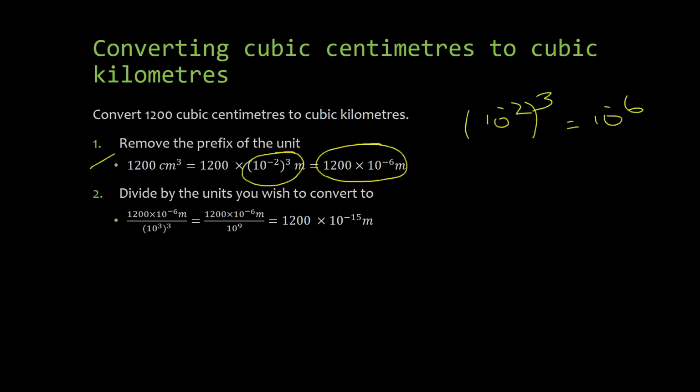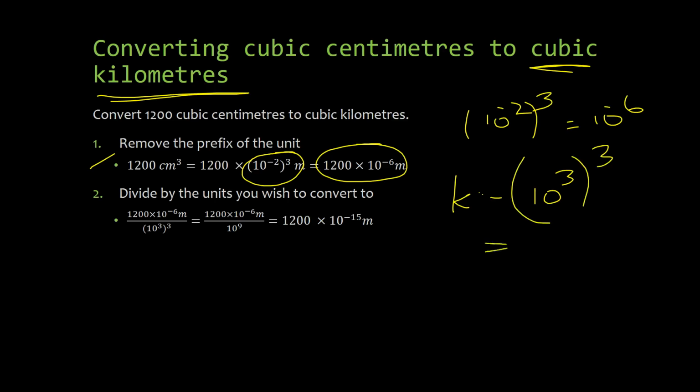Then we simply divide by the value that we wish to convert it to. We are converting it to cubic kilometers. Kilo is 10 to the power of 3. Cubic kilometers will be equal to 10 to the power of 9. Notice we have 10 to the power of 9 underneath here.